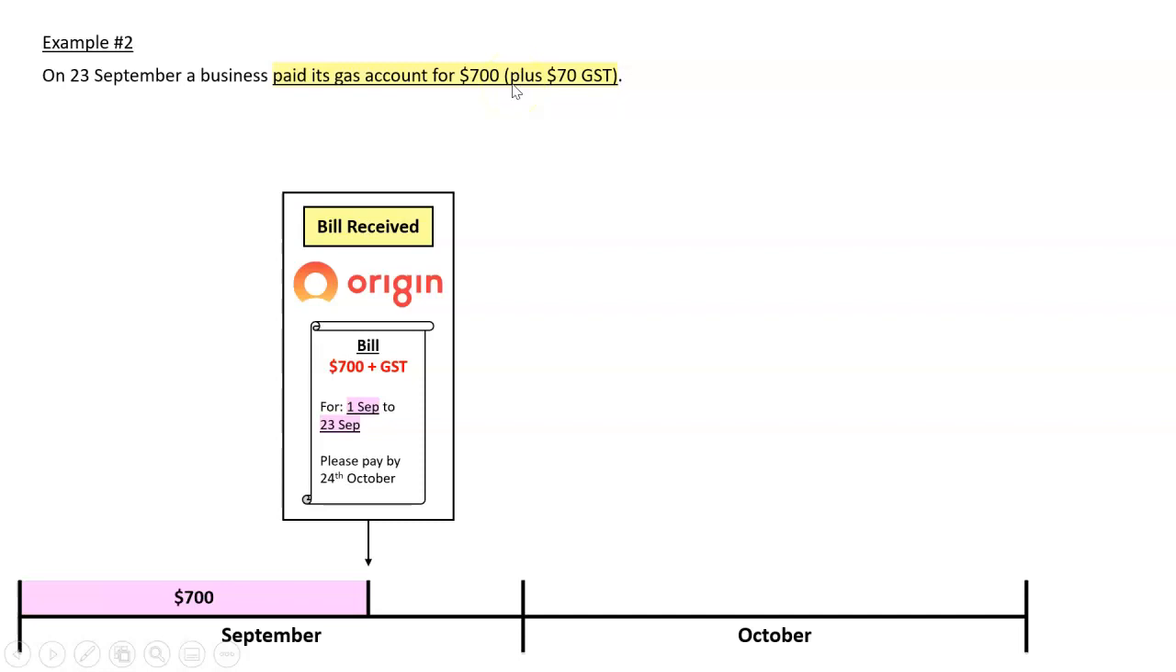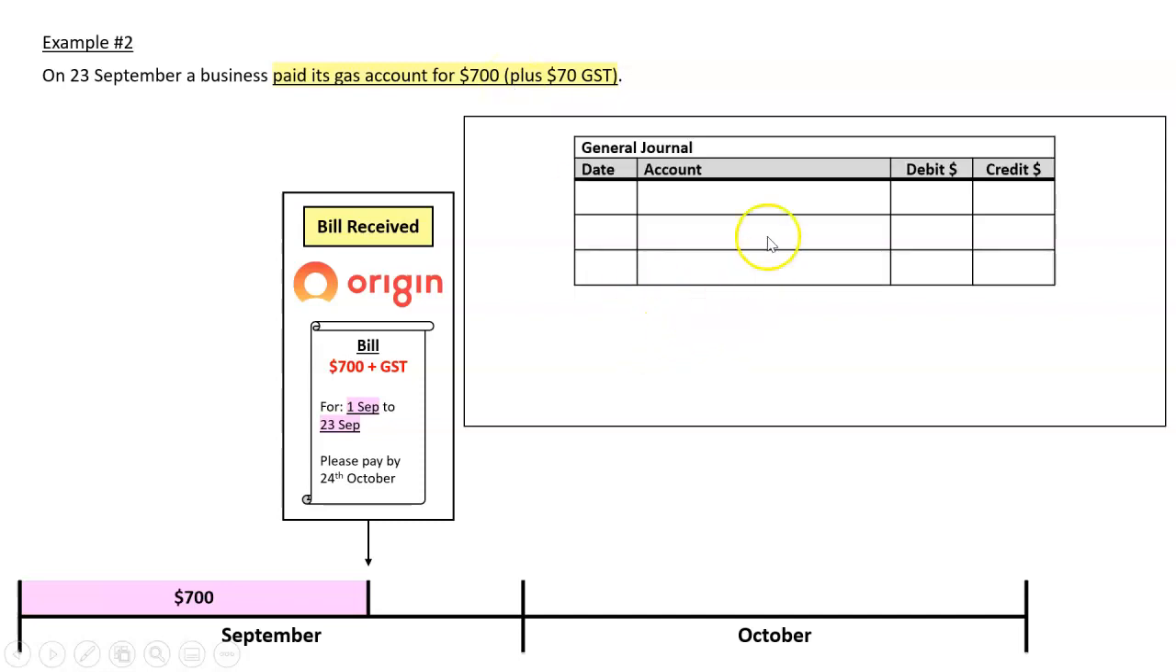That's easy, we've done that before, okay? All we've got to do in our general journal is go, well, first of all, I've got a gas expense, $700. So that would be a debit. I paid the GST, $70, so that's a debit. And it came out of my bank account, so that's a credit.